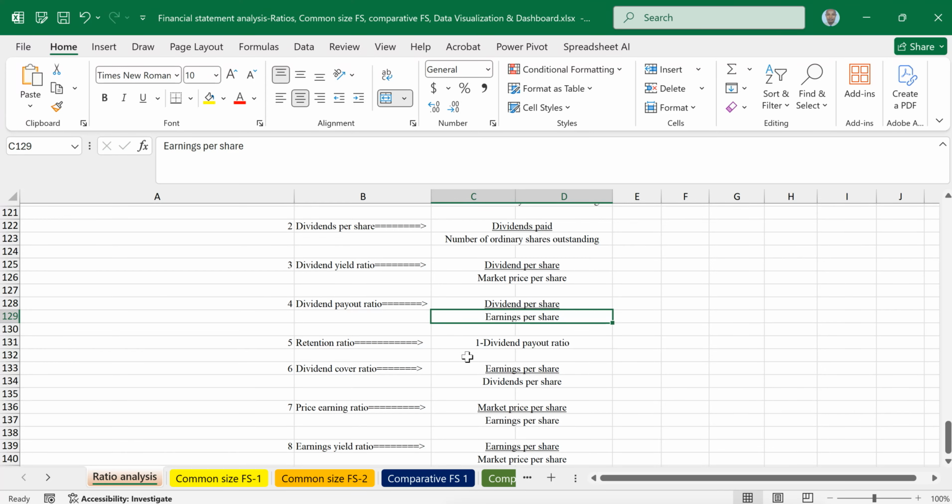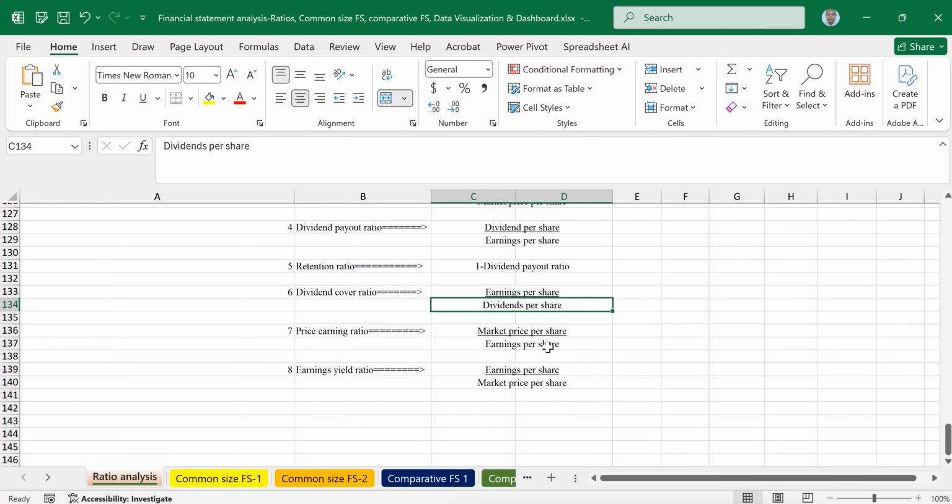Retention ratio is what remains after you pay dividend, so 1 minus dividend payout ratio. Dividend cover ratio is EPS over DPS. Price earnings ratio is market price per share over earnings per share. Then earnings yield ratio is earnings per share over market price per share.